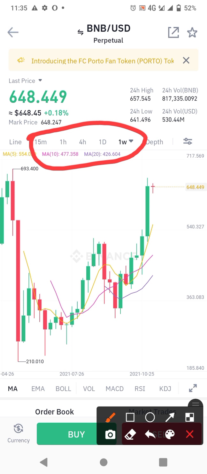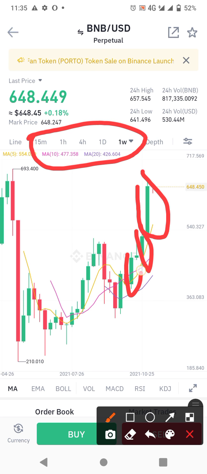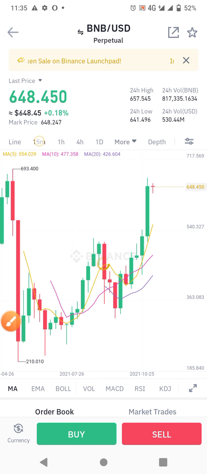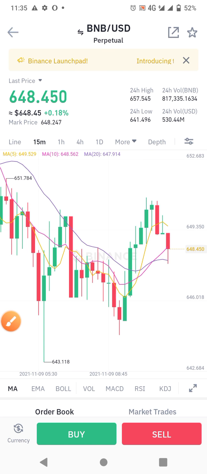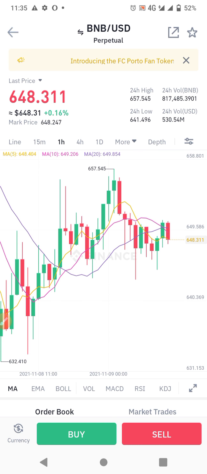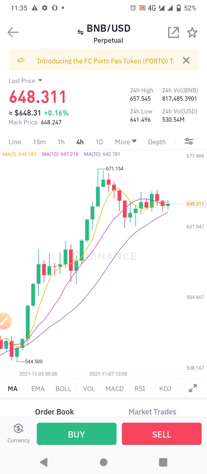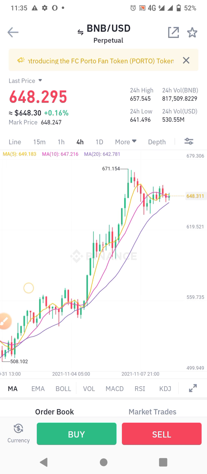It's on 1 week currently. I know 1 week means each candlestick forms every 1 week. Each candlestick you are seeing here means 1 week. Now, if I want to use the 15 minutes chart, I click on 15 minutes. You can see it's different. If I click on the 1 hour chart, you can see it's different. If I click on 4 hours, you can see they are different. So, depending on the trade you are doing, I will advise you.